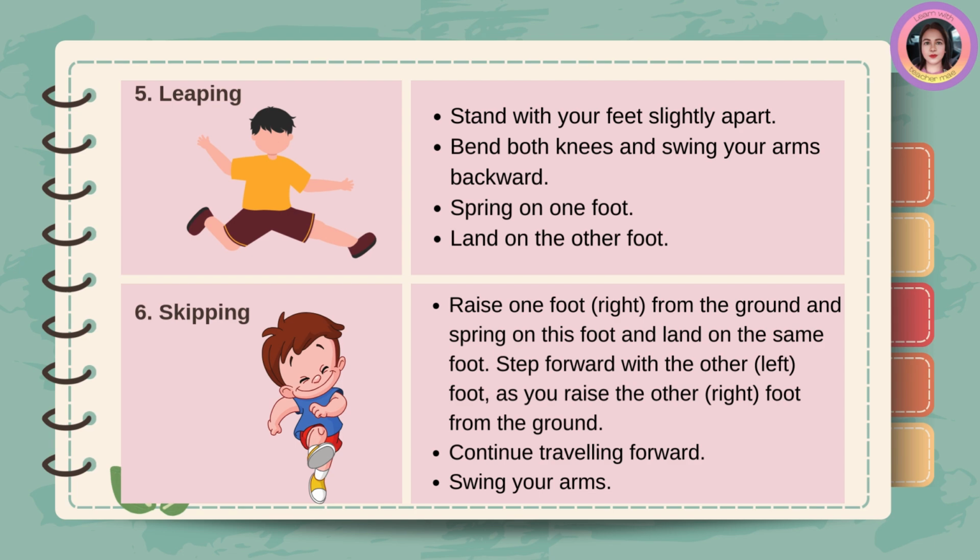Number 6, skipping. Raise one foot right from the ground and spring on this foot and land on the same foot. Step forward with the other left foot as you raise the other right foot from the ground. Continue traveling forward. Swing your arms.